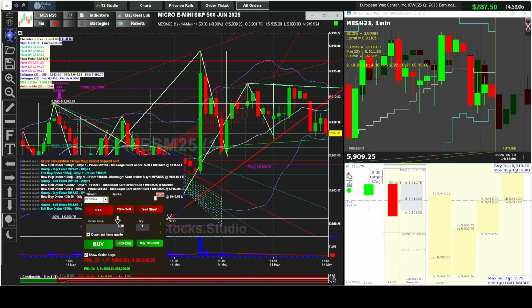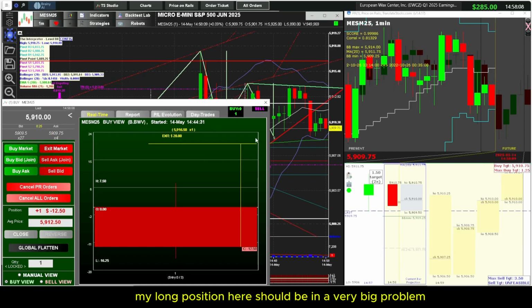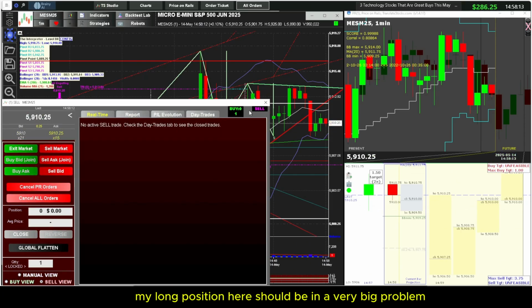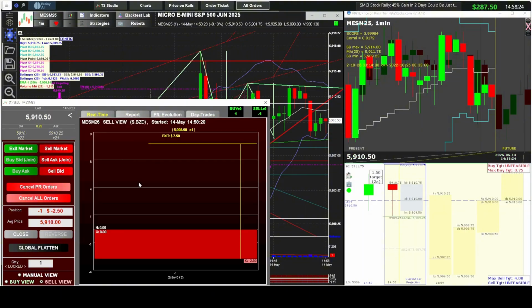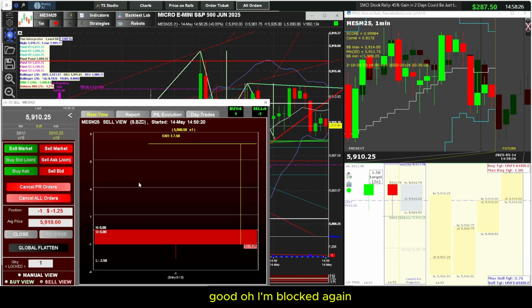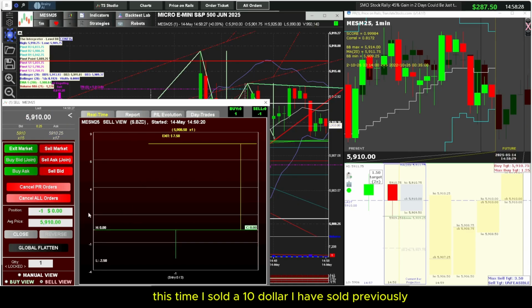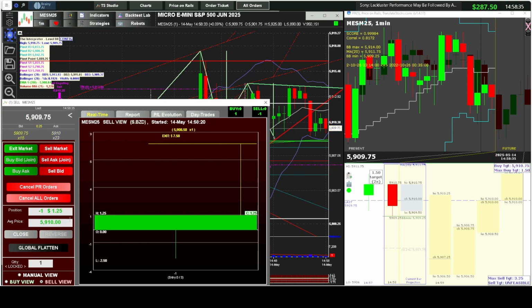So it's pulling the triangle back, towards the down direction. So my long position here should be in a very big problem. Let's try to join again. This time it worked. Good. Oh, I'm blocked again. This time I sold at 10. I have sold previously at 11.